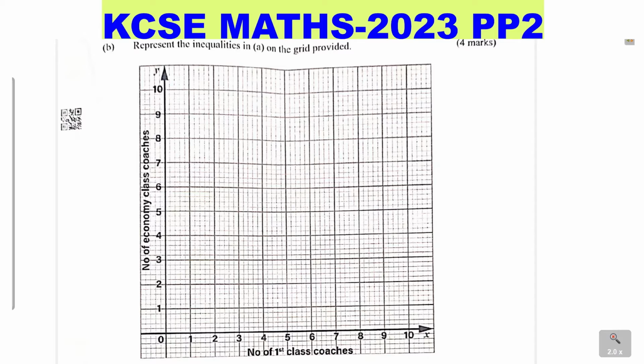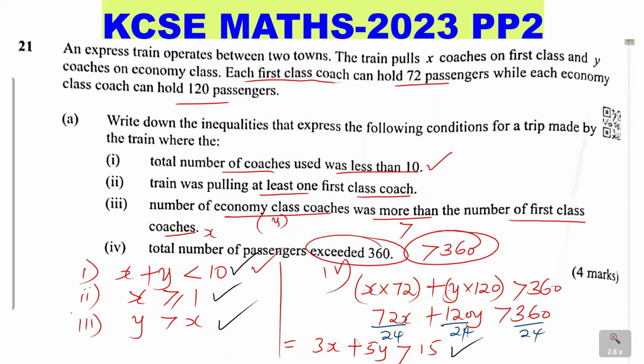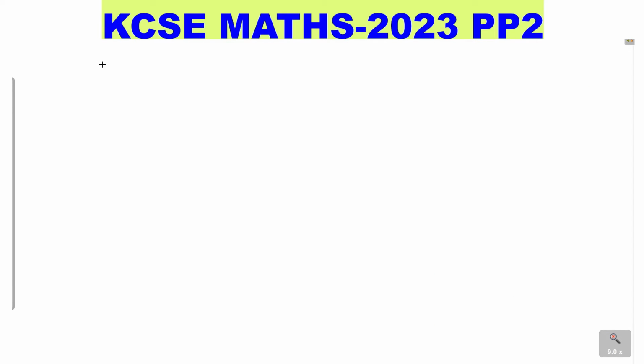B. Represent the inequalities in A on the grid provided. Now we represent these inequalities on that grid. We have 4 inequalities, so we are supposed to draw 4 lines. Go to the first one: X plus Y is less than 10. So the line that you're going to draw here will be X plus Y equals 10.